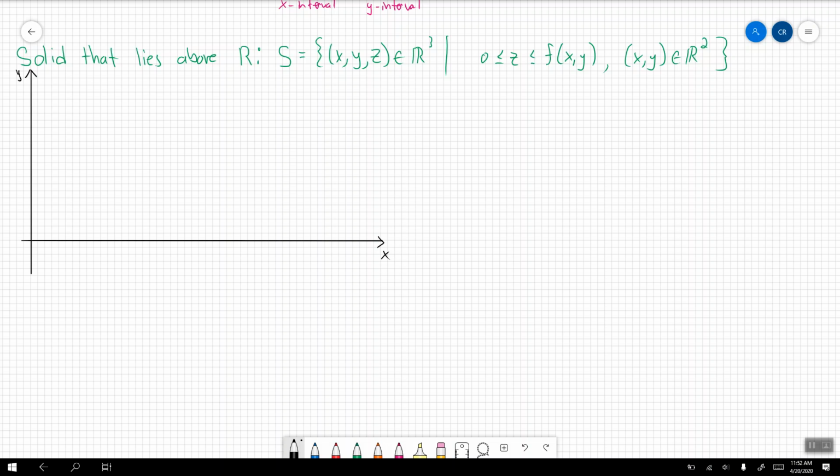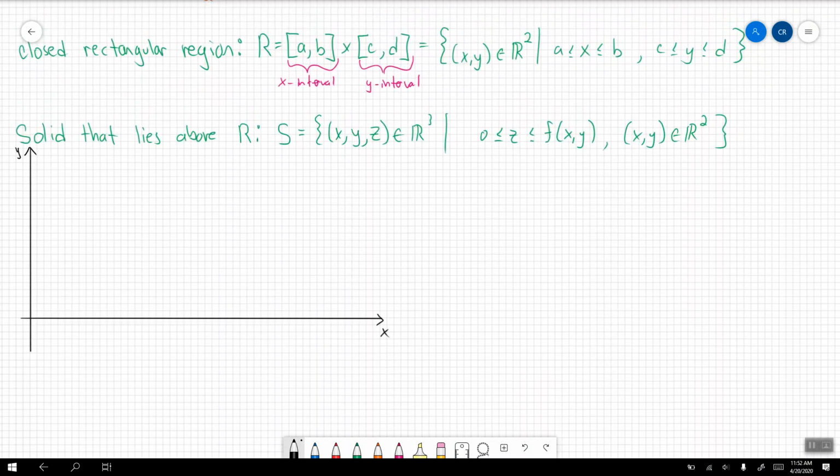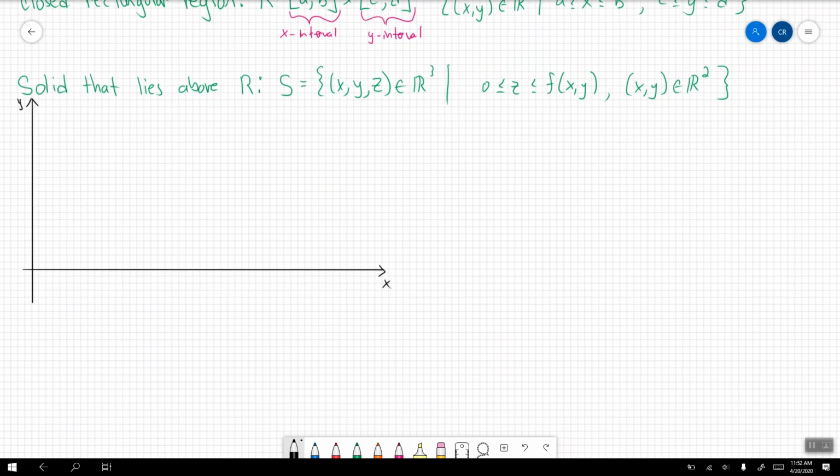According to what we defined here, we're supposed to have some closed rectangular region that is going to be defined on this x and y plane. That's where we start. We want to start by analyzing what our a, b, c, and d are. I'll start identifying that. I'll start at some value for a, and then keep going a certain amount so that I can get to b.